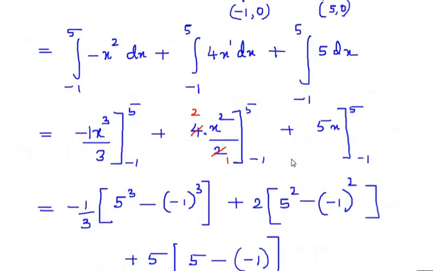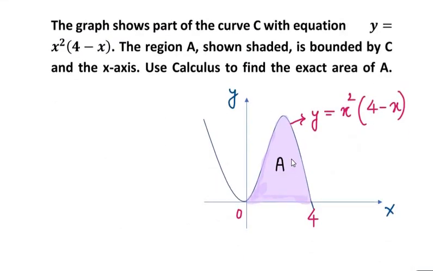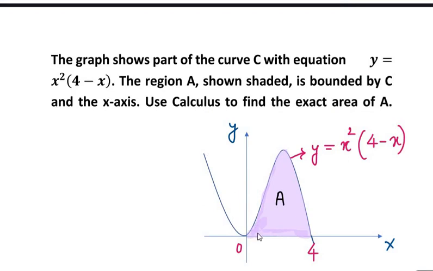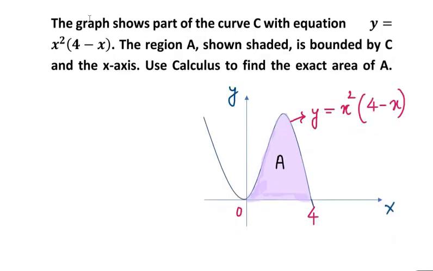Now let us look at another example. It also belongs to the integration of the area between a positive curve, x-axis, and the two given lines or points. So let us see what the question says. The graph shows part of the curve C with equation y equal to x square times 4 minus x. The region A shown shaded is bounded by C, which is the curve, and the x-axis. Use calculus to find the exact area of A.